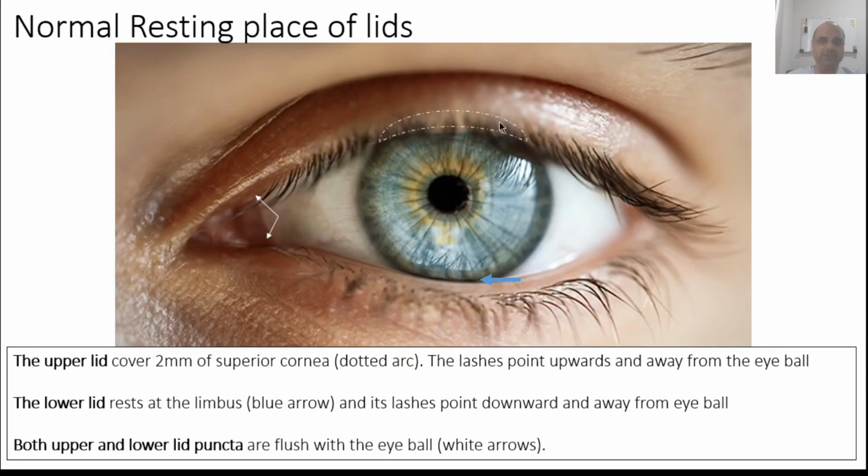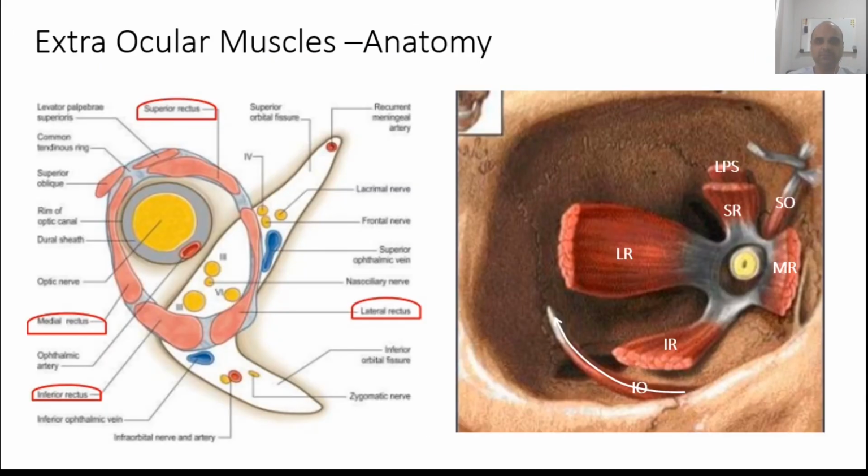So this dotted arc represents the part of the cornea and the limbus that's covered by the upper lid. The lower lid rests at the limbus, so the limbus and the lid are sort of aligned with one another. The lashes in the upper lid are pointed upwards and outwards. For the lower lid, it's downwards and outwards, and the puncti, which is the beginning of the drainage system, are flush with the eyeball.